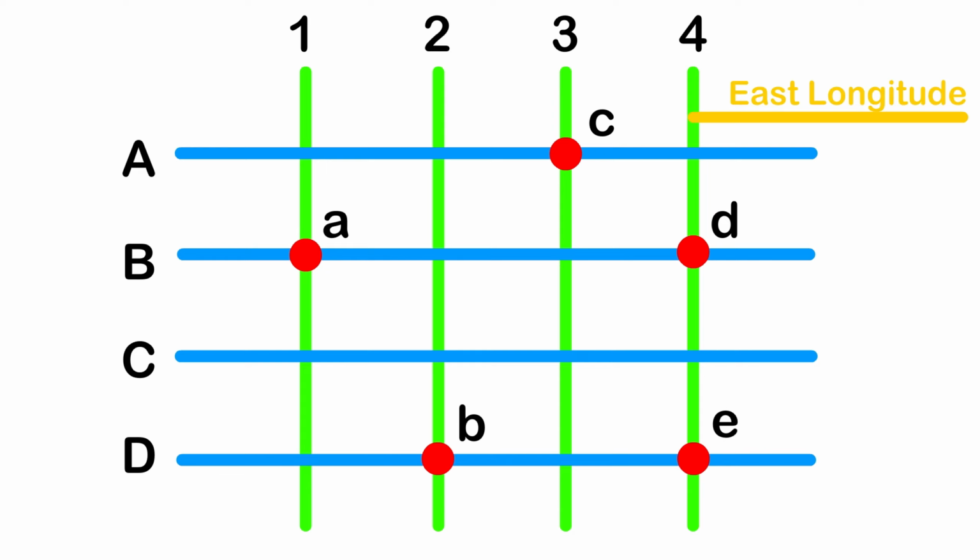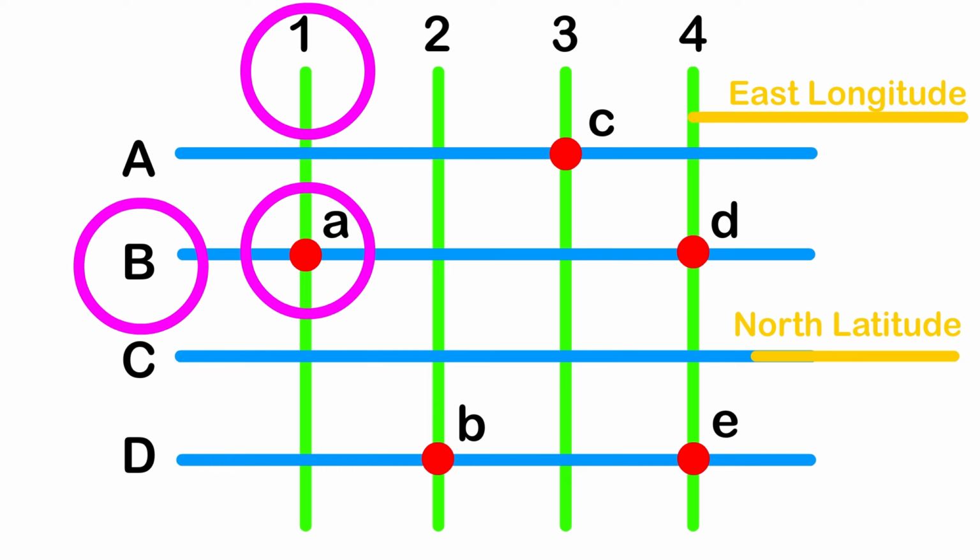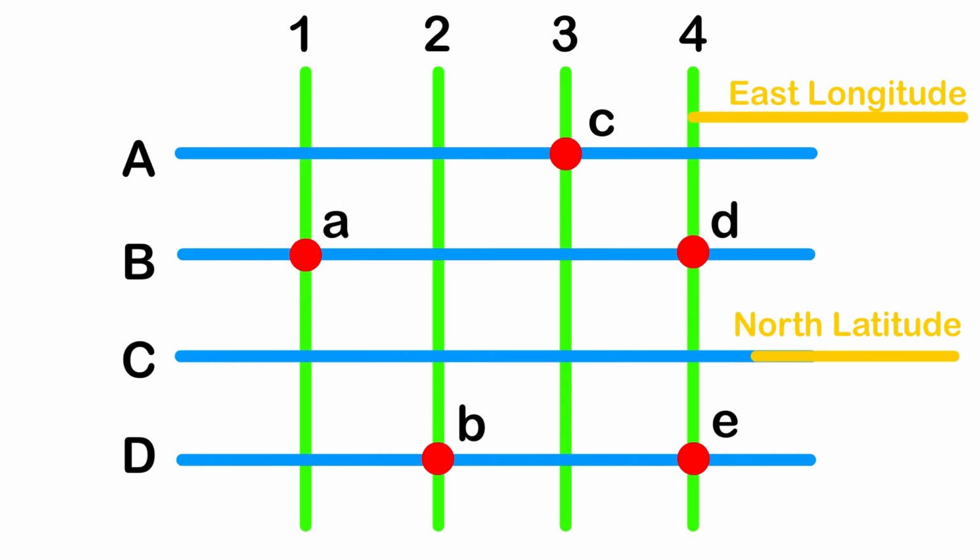Let vertical lines represent east longitudes and horizontal lines north latitudes. Now you will see that circle A is located on B degrees north latitude and 1 degree east longitude. Find out the location of other circles.